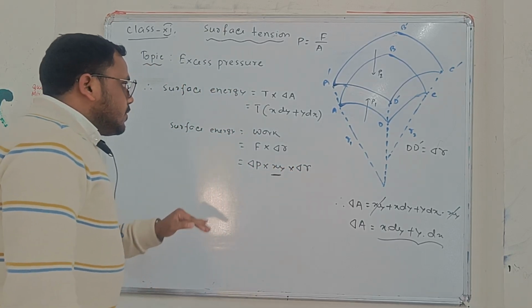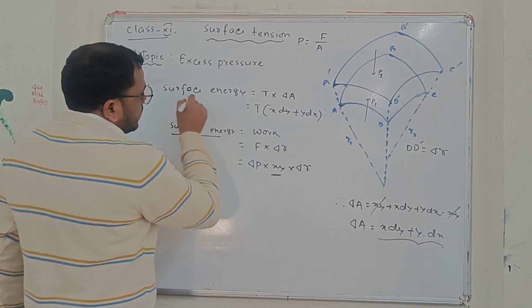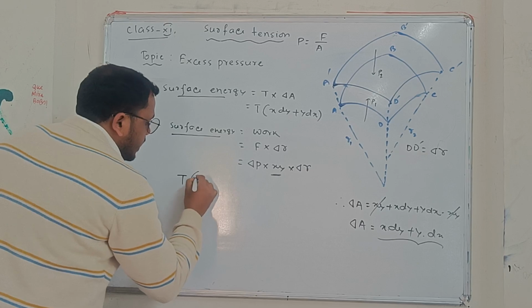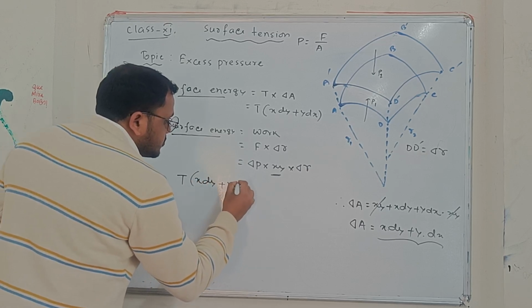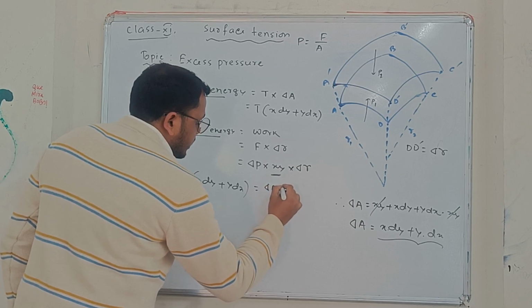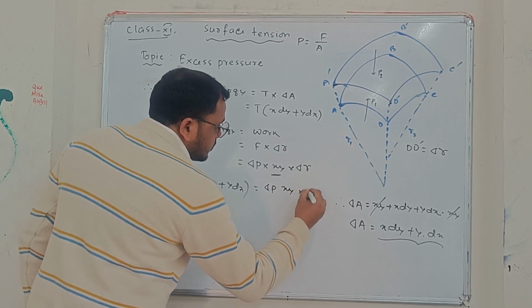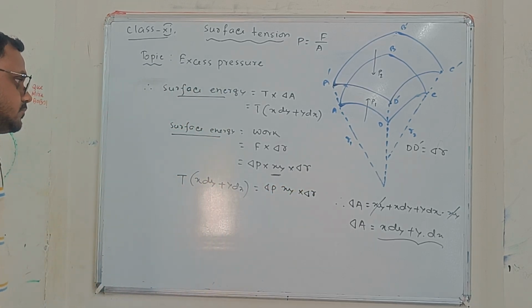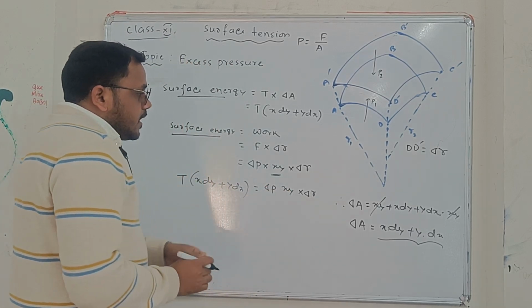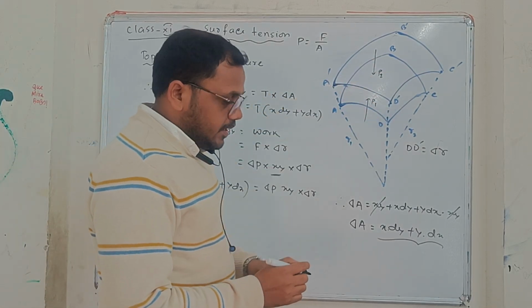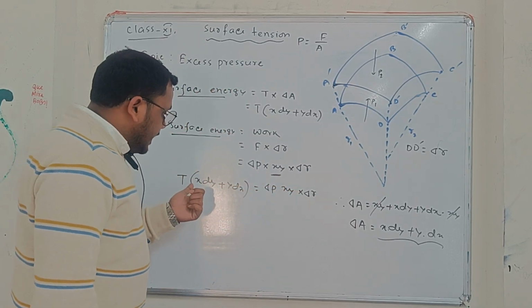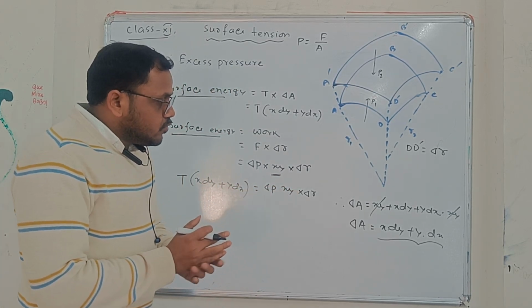Both cases give the same surface energy. So we can write T into (x dy plus y dx) equal to delta P into x y into delta r. Delta r is the displacement of the thin film. Now there are two variables, one is x and another is y.